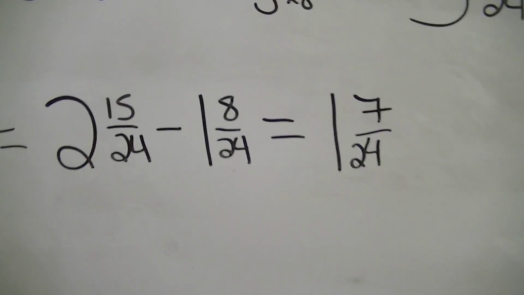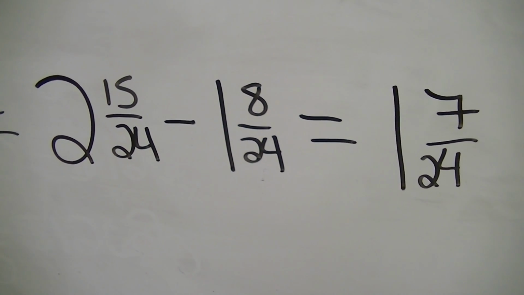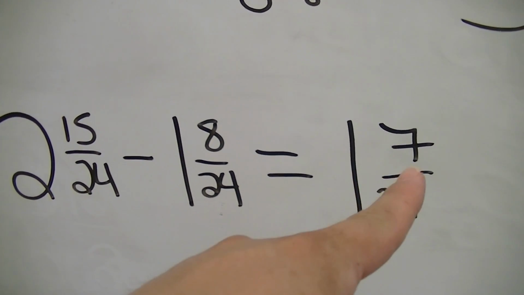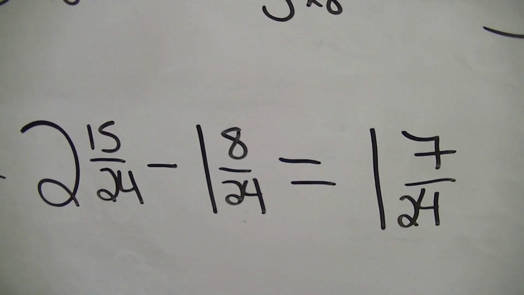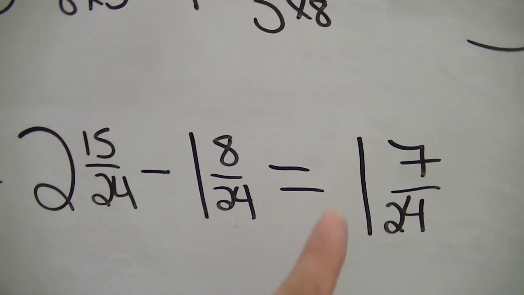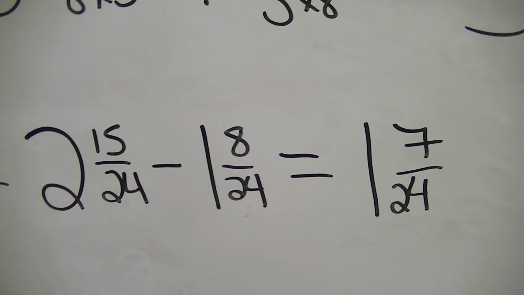So from here, we have the same bottom numbers. Now we can do our subtraction because we know we can subtract 15 minus 8 to give us 7 on the top, right? So we don't have to borrow in this case. So our 2 minus 1 gives us a whole number of 1. Our bottom number stays the same. So that turns into 1 and 7/24.